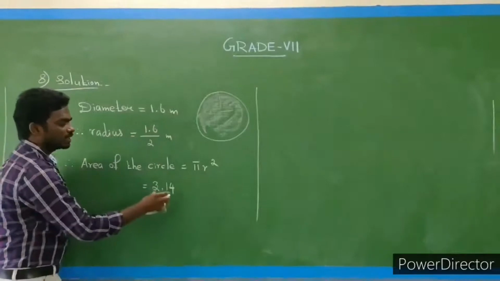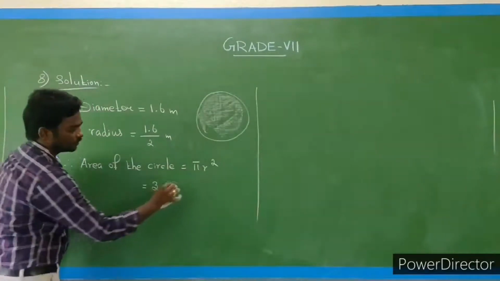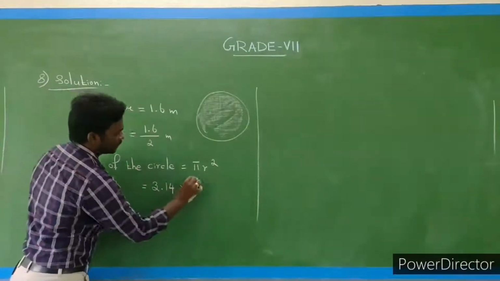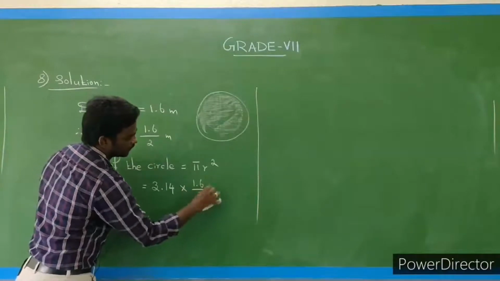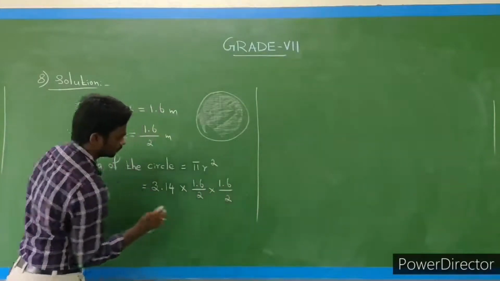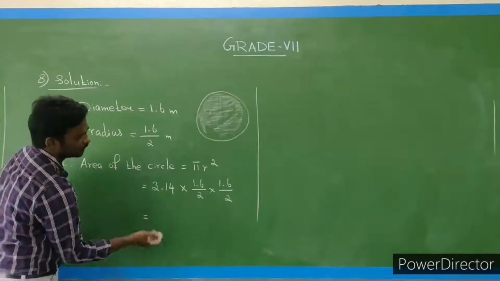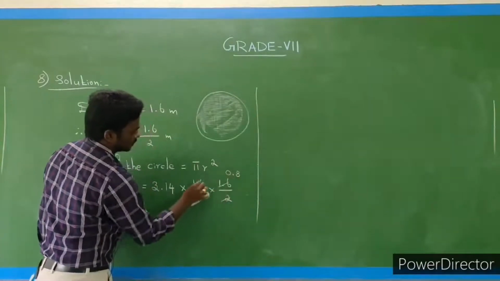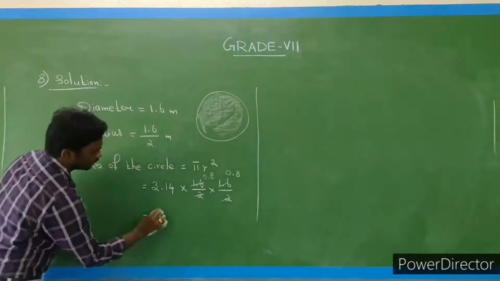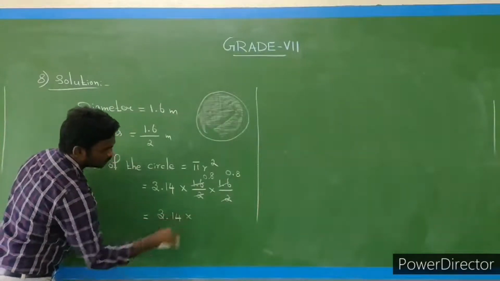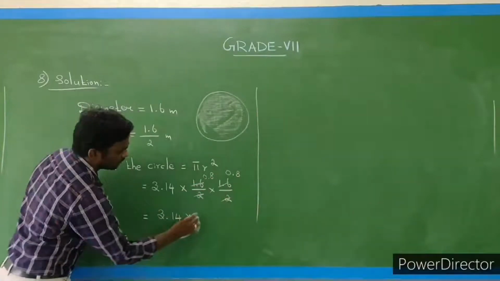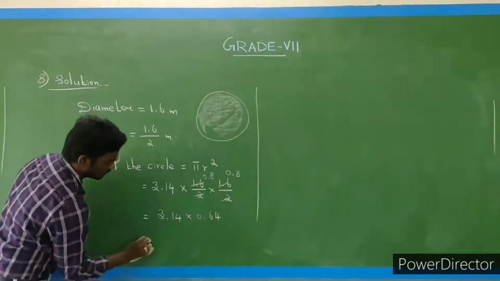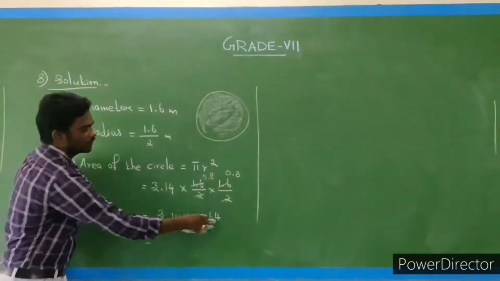Otherwise we can write 3.14 for the value of pi, into radius into r square, that means radius into radius, which is 1.6 by 2 into 1.6 by 2. So the value is 0.8. So 3.14 into, what is 0.8 into 0.8? 8 8s are 64. So we can write 0.64, which is equal to the value of 3.14 into 0.64.